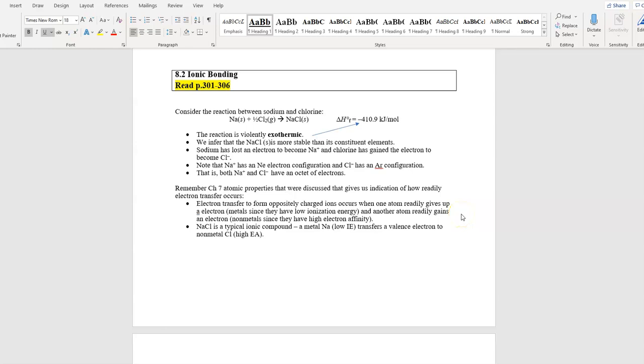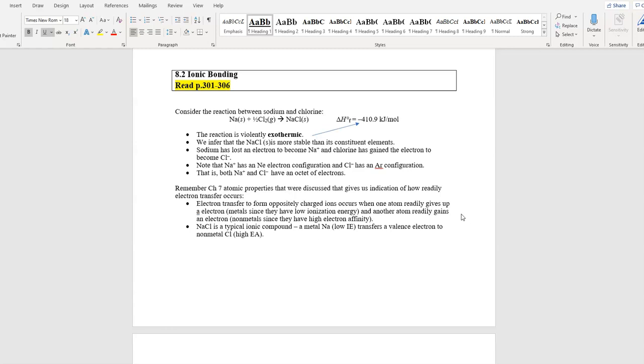Hello AP, 8.2 Ionic Bonding. This is a topic where we have to focus on taking the metals and nonmetals and creating an ionic bond. We've got a couple things we're going to look at as in trends.